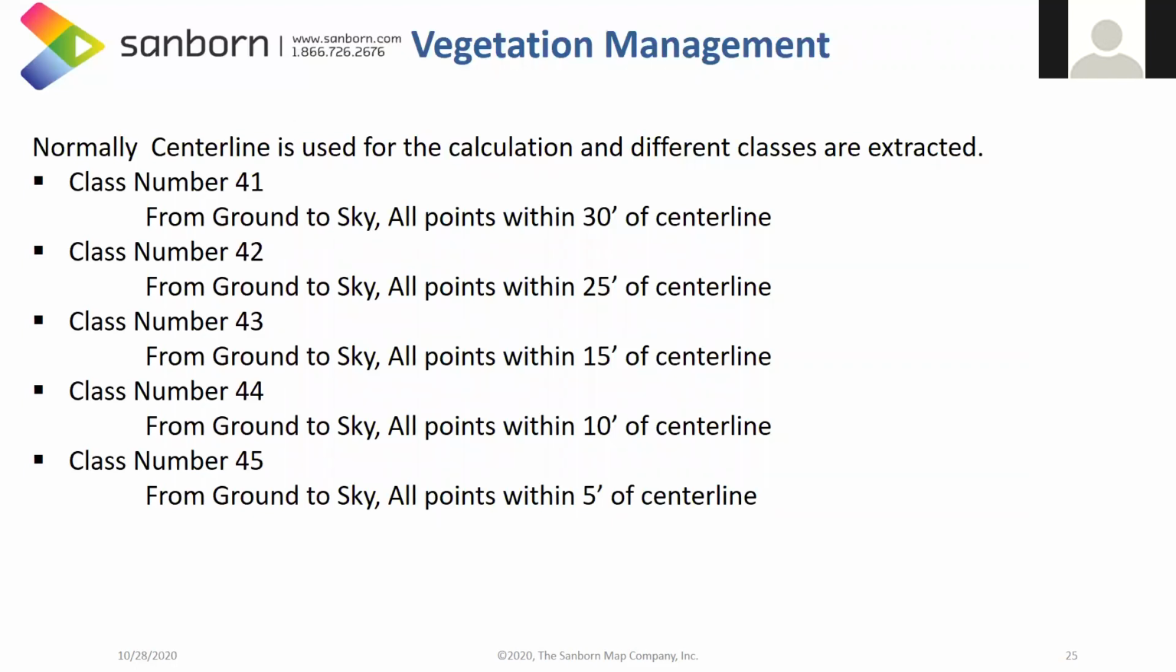So in a particular study, what we have been asked to do is, primarily we want to extract the vegetation encroachment at 5 feet level, 10 feet, 15 feet, 25 feet, and 30 feet. And again, these classes can be stored in class 41 to 45, not necessarily the same number. You can use any other number that ASPRS allows. I mean, from 0 to 255, you can put any class. So you can use any of the class numbers for this classification.